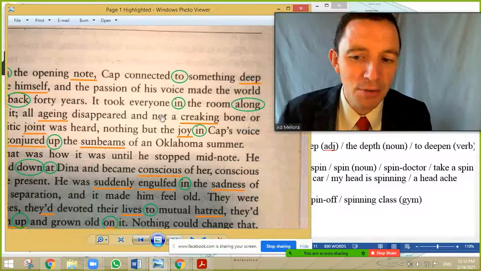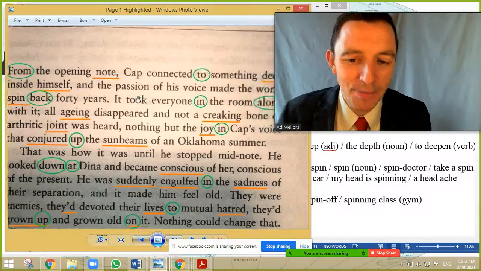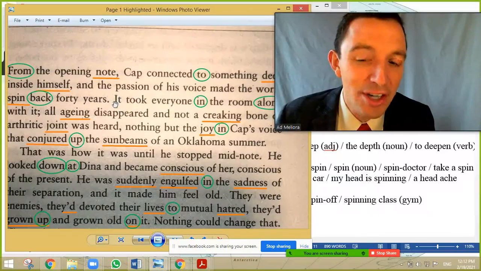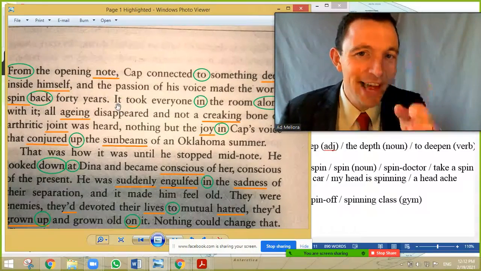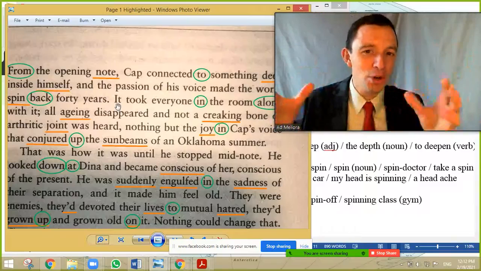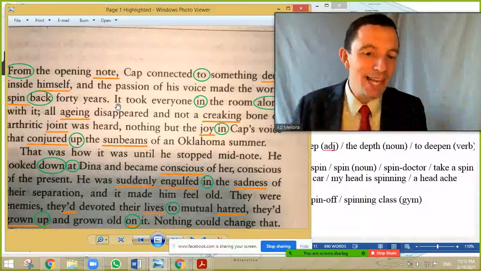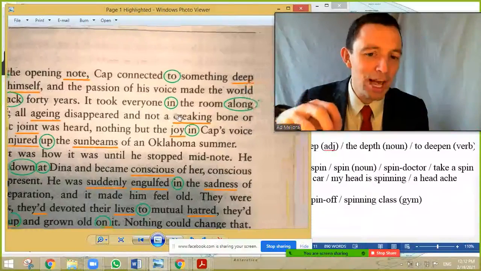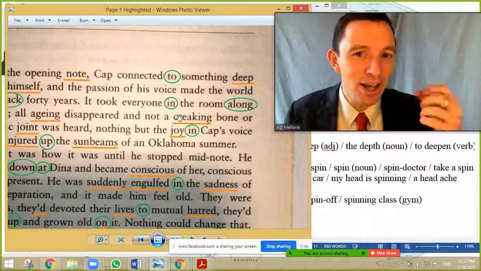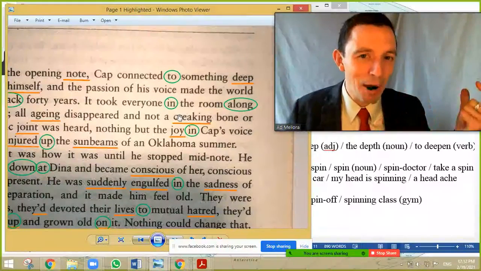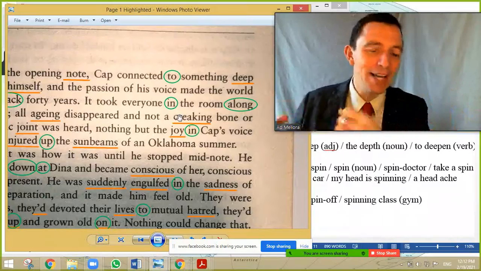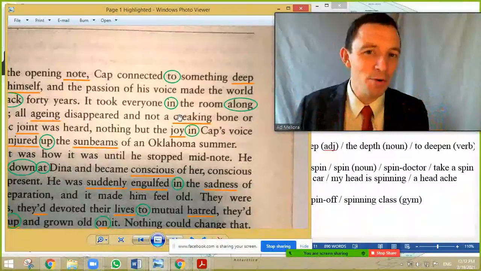It took everyone in the room along with it. So it is the song or the singing. Took is the verb to take in the past. Everyone, so it took everyone, the song or the singing or the atmosphere, took everyone in the room. Along is the preposition, like with. So if I go to the party, I take my bag along with me, or my mobile phone, or my wallet.